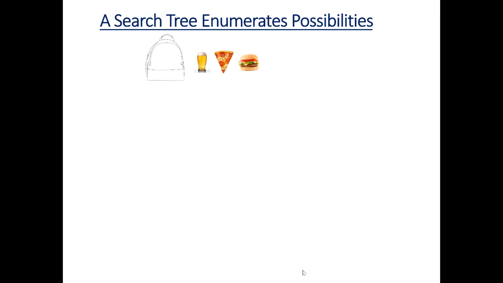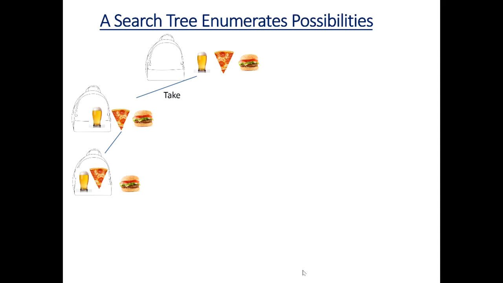So here we have a situation. We have a very small menu: beer, pizza, and burger. And we start with an empty knapsack. So that's the top or root of our tree. We then say, what happens if we take the beer? Well, now we have a knapsack with beer, and we still have pizza and hamburger to think about. We can now say, well, let's take the pizza, take the hamburger. So we've explored one possibility systematically, the possibility of taking everything.